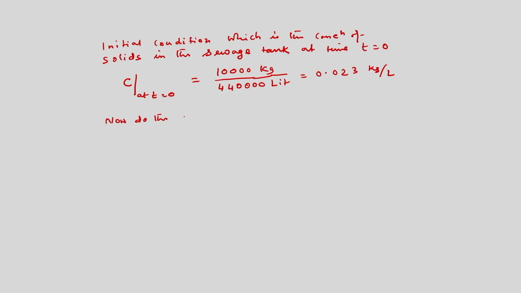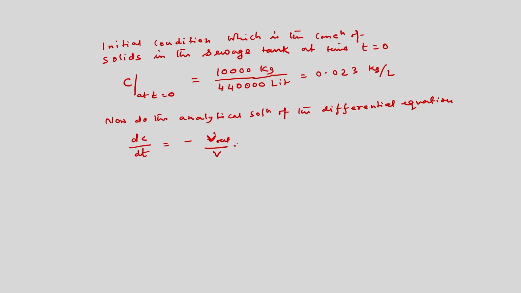Now, do the analytical solution of the differential equation that we obtained as dC by dt will be equal to minus V dot out by V into C. So, from which we can write dC by C will be equal to minus V dot out by V into dt.